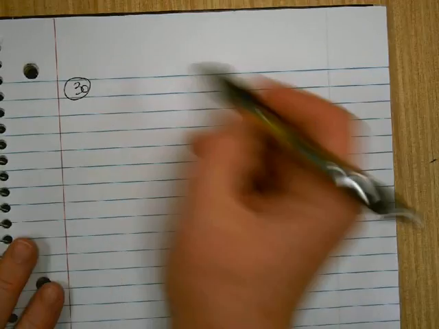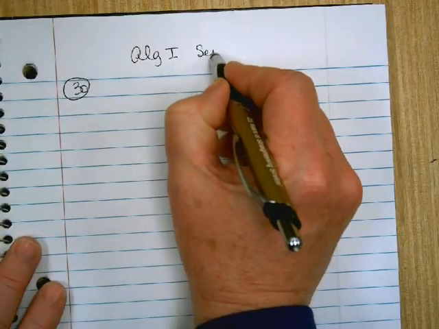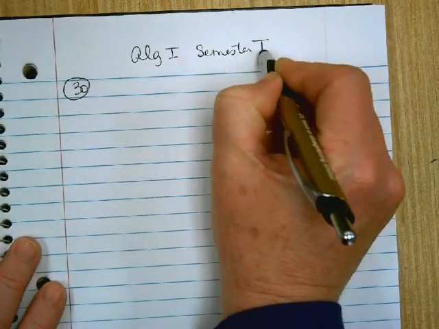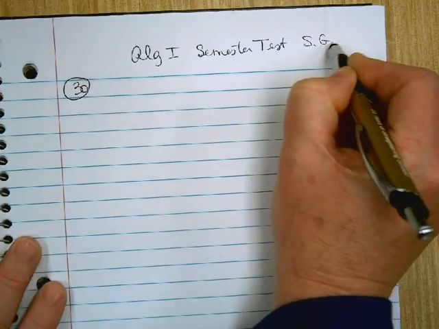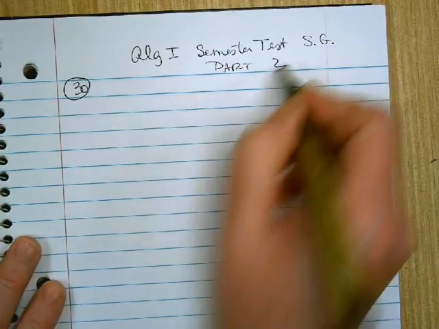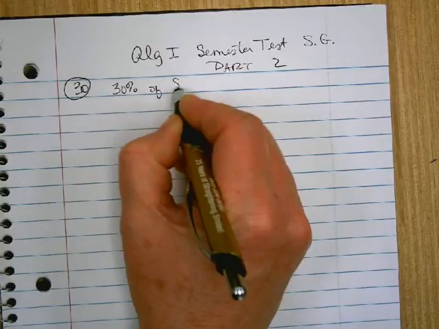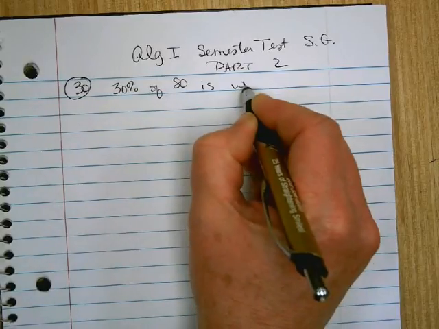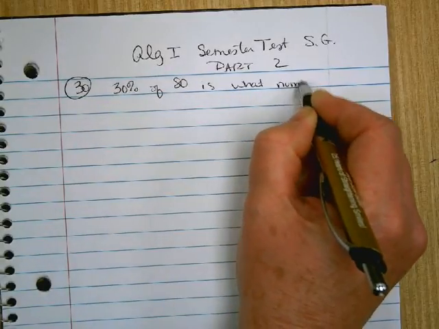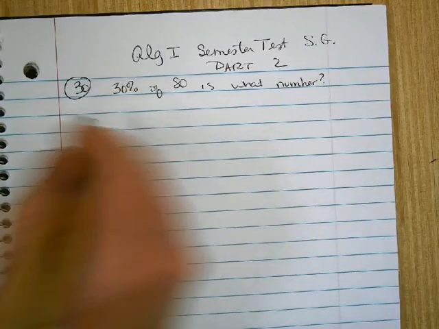So this is Algebra I, semester test study guide, part 2. Number 30 says 30% of 80 is what number? Okay, I think we did do this one, but we're going to start back over with it.